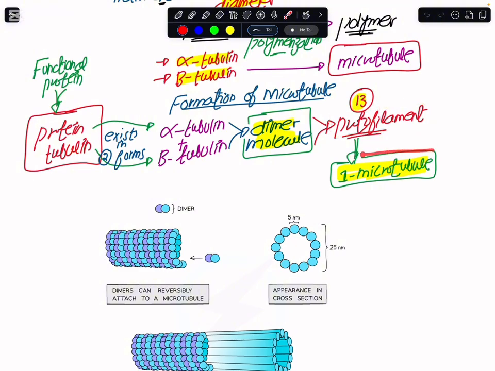But to make one microtubule, the total number of protofilaments that I require to join with one another is 13. So when we have 13 protofilaments aligned side by side and arranging themselves in the form of a hollow cylindrical structure, we end up making one microtubule.